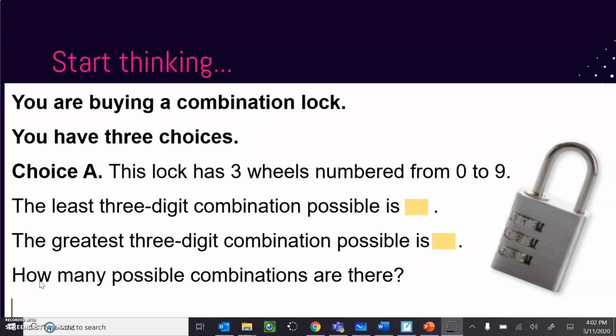And there's going to be 3 choices. So for choice A, the lock has 3 wheels numbered from 0 to 9. And there's a couple questions here, including how many possible combinations are there. So go ahead and pause the video, do some calculations, do some thinking, and then when you think you have an answer, come back to the video.